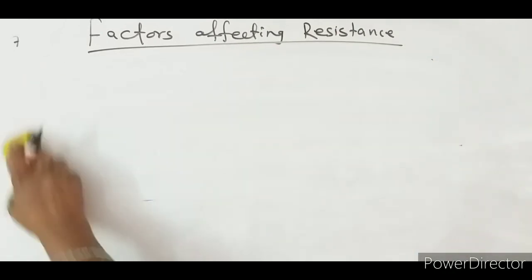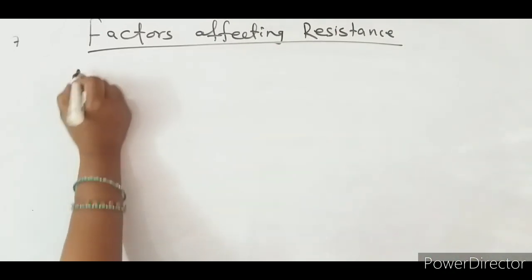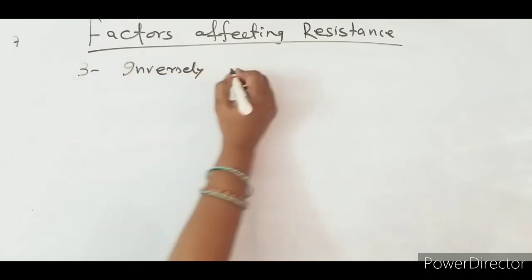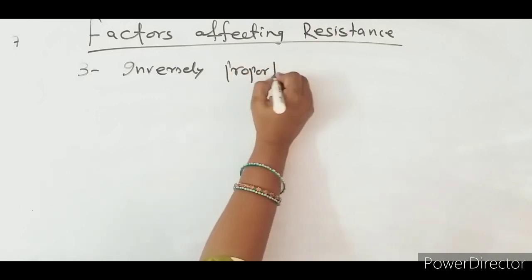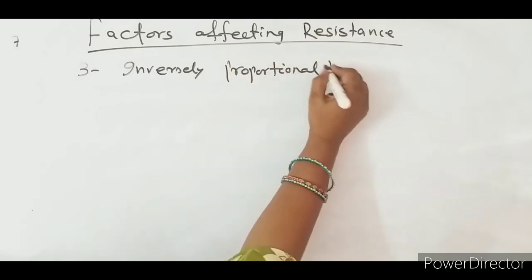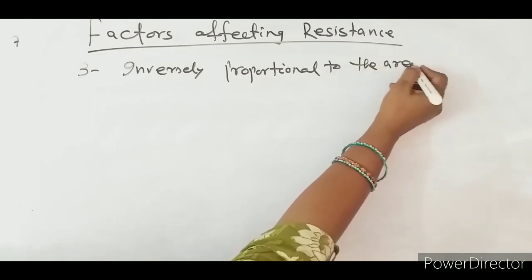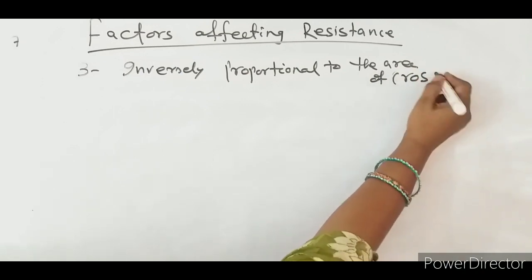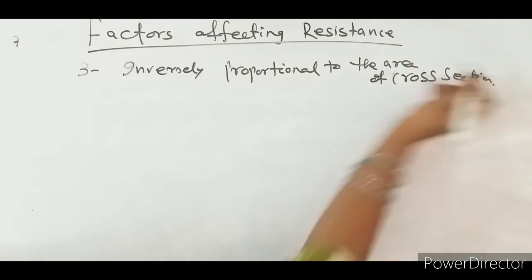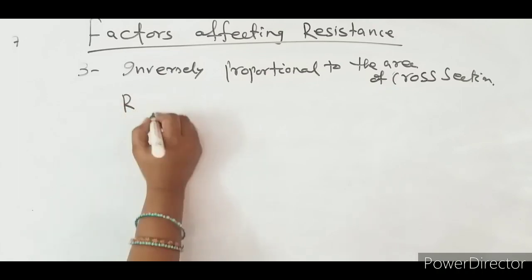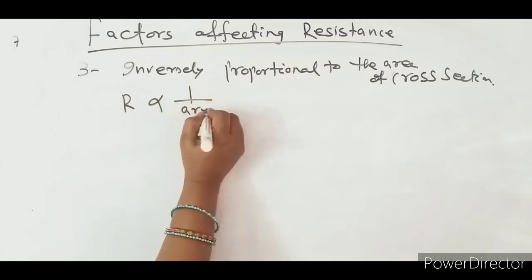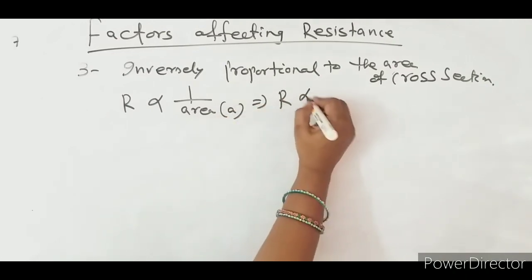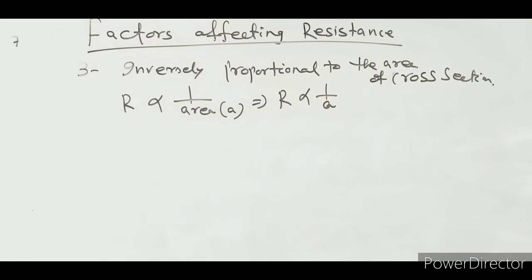Third one, it is inversely proportional to the area of cross section. So R is inversely proportional to area. What I can represent is R is inversely proportional to A.